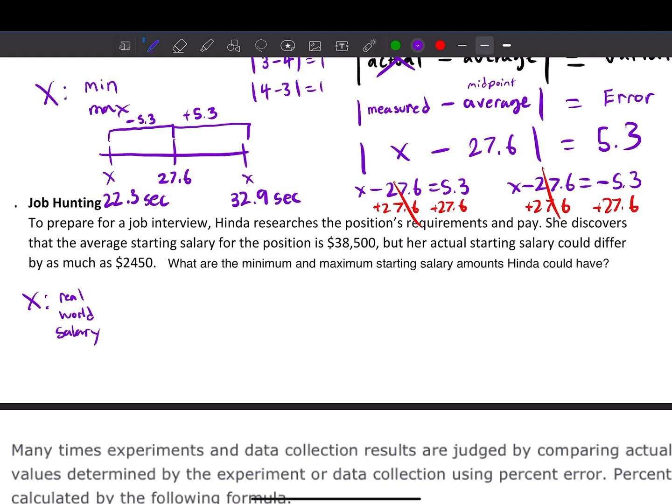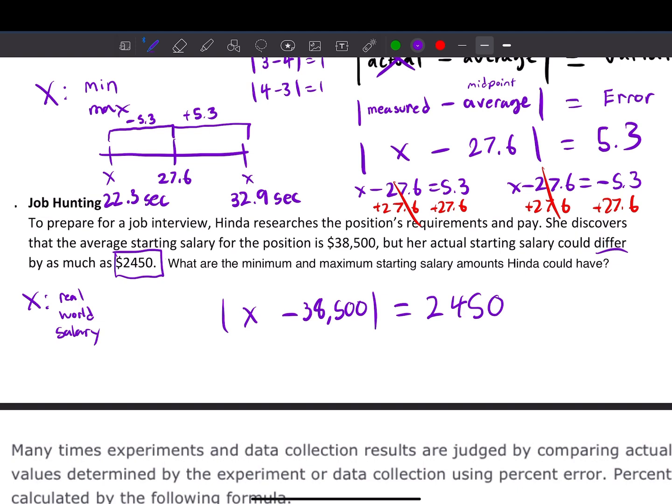She could be plus or minus, and it says it could differ by as much as $2,450. So the difference between how much she could get paid and the average, what everybody else should be getting paid, the difference between her and the target, her max and min, should be $2,450. How off are we? By $2,450, plus that or minus that. You definitely want the plus, but it could be minus.